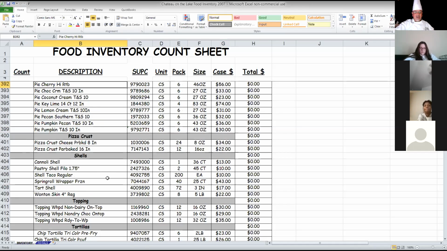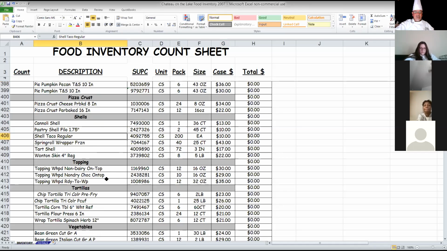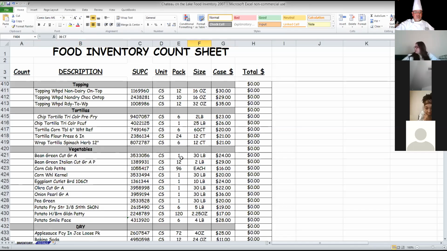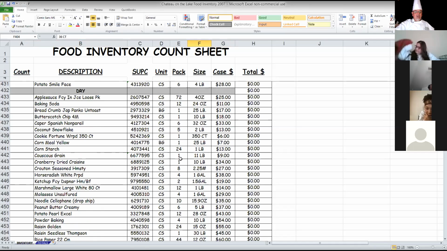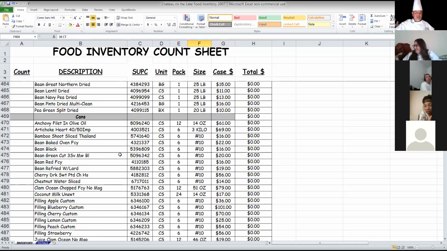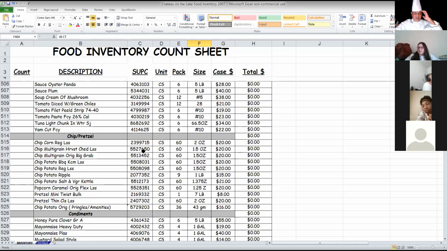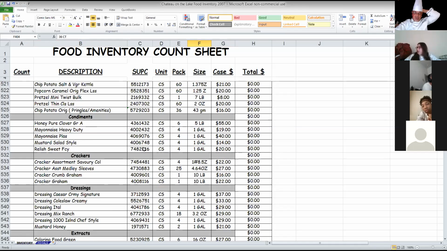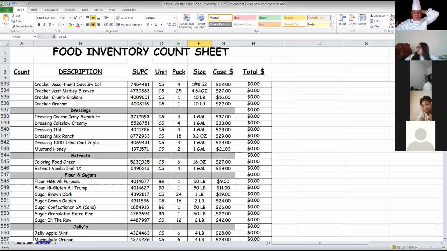pizza crust, shells, toppings. You want to figure out how much a cannoli shell will cost you? That will take $13 divided by 36. That's how much one cannoli is going to cost you. Okay. What else? Tortillas, vegetables, dry goods, couscous, baking powder, beans, any canned items you want to use. And there's even chips, condiments, crackers, dressings, extracts, flours.